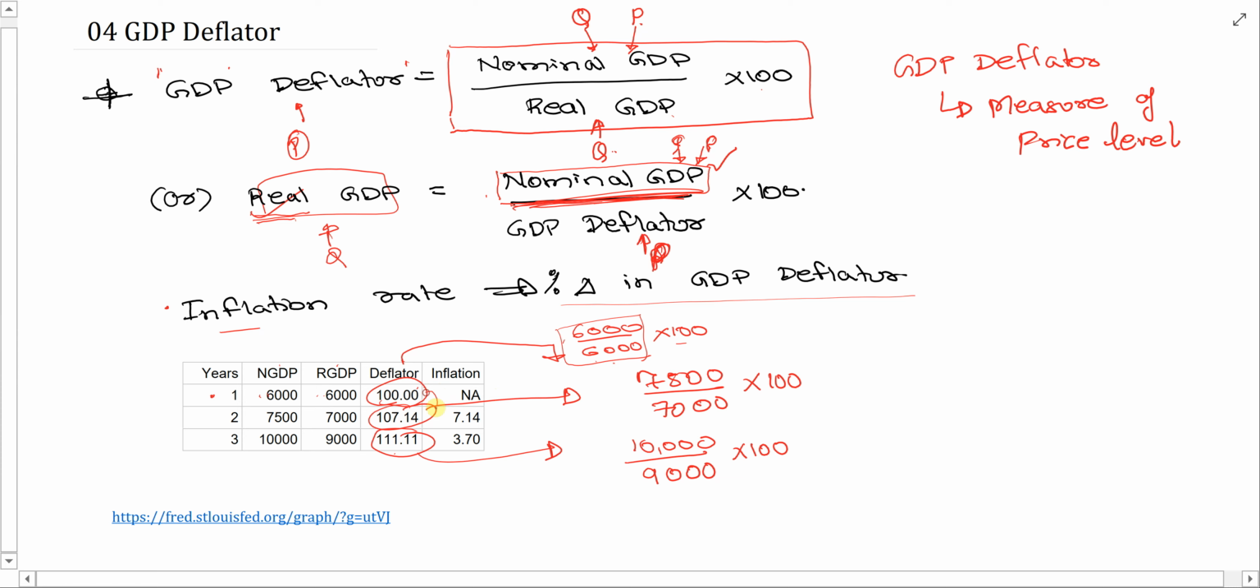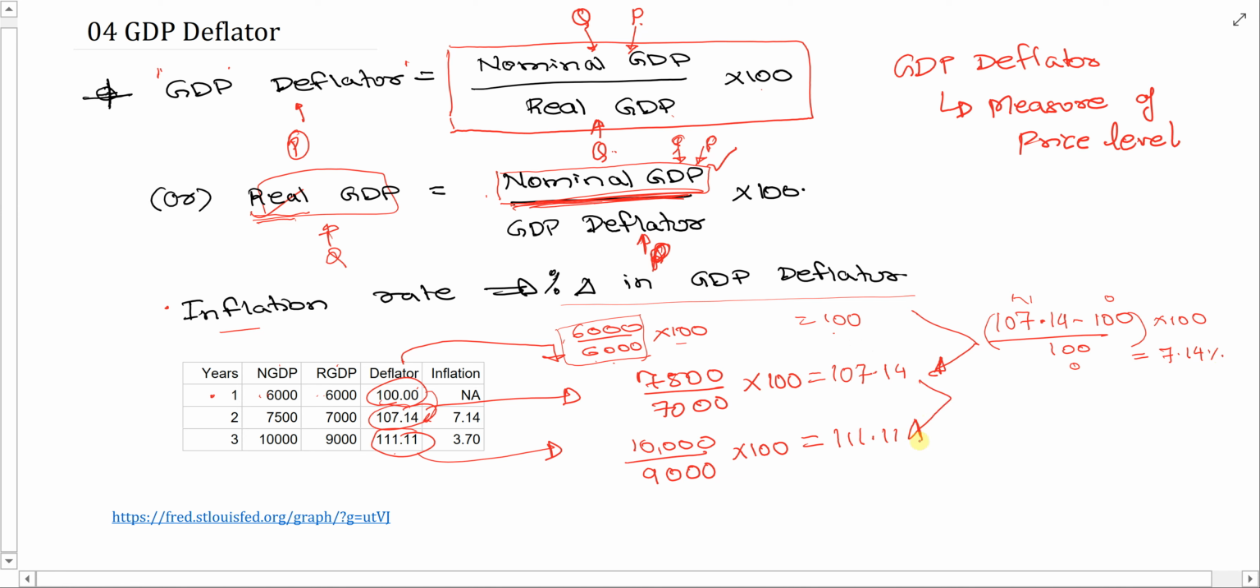So this gives you 100, this gives you 107.14, and this gives you 111.11. And how much is the change between the first two? I know it's straightforward over here, but I'll still do the work. It's the new level minus the old, divided by the old value, and then times 100, so you get a percentage sign. That gives you 7.14%. You can just take the difference here because the base is 100.